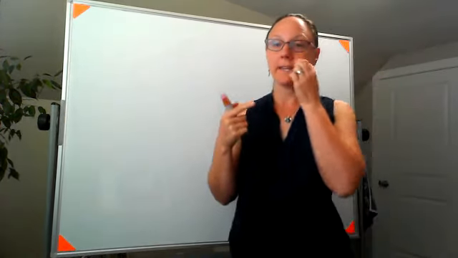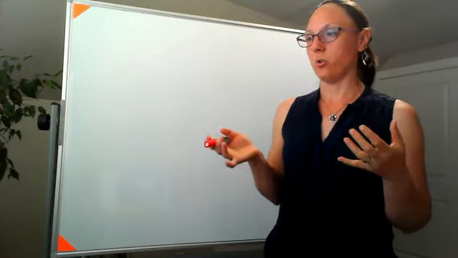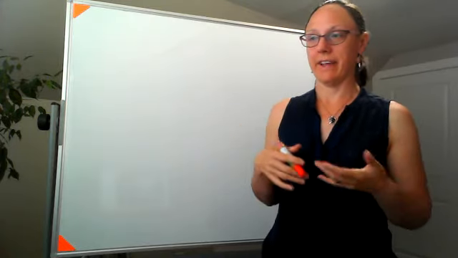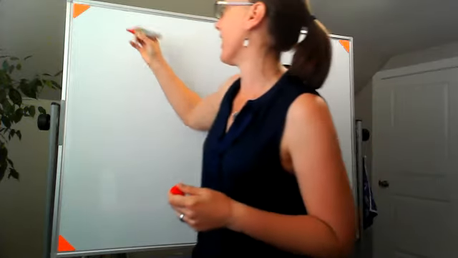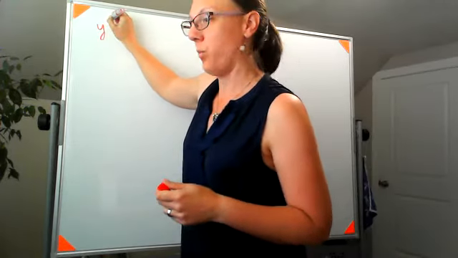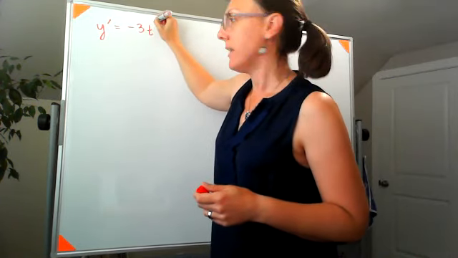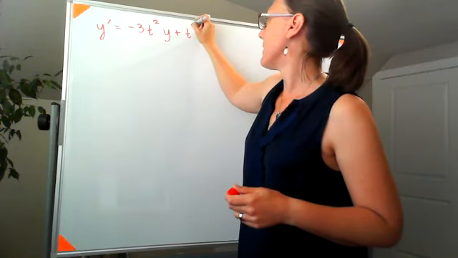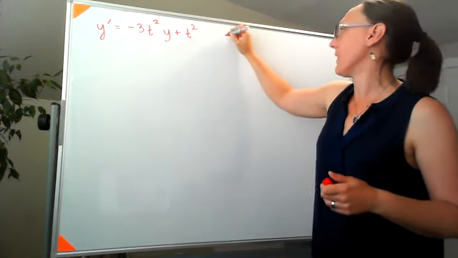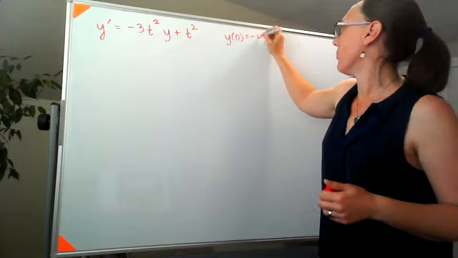Okay, so problem 19 on my review problems has 2 radically different and unrelated questions. So let's just start with the first question, which says y prime is equal to -3 t squared y plus t squared, and we've been given the initial condition that y of 0 is equal to -4.